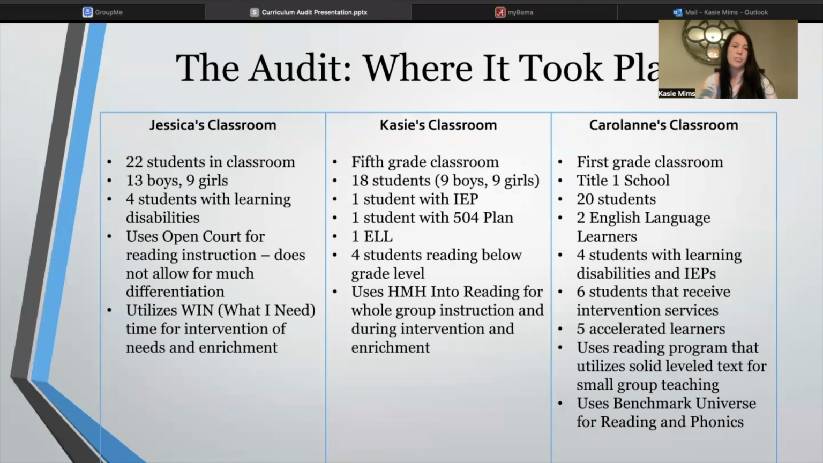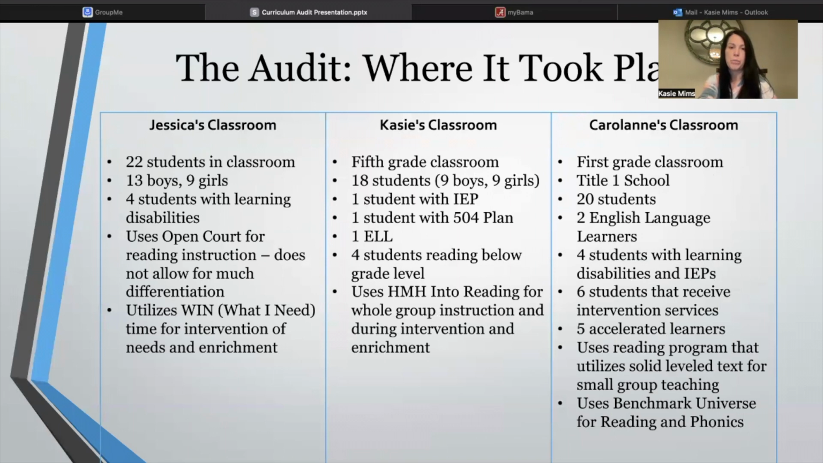So in Jessica's classroom, she has 22 students, 13 boys and 9 girls. 4 of her students have learning disabilities, and she uses Open Court for reading instruction. And this curriculum doesn't allow for much differentiation. She utilizes WIN time for intervention of needs and enrichment.